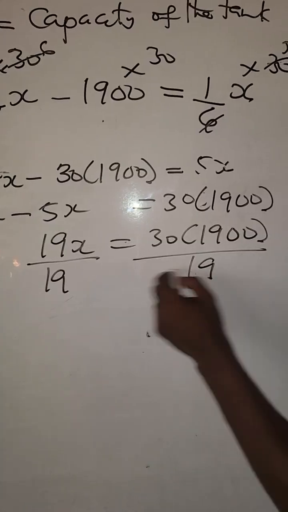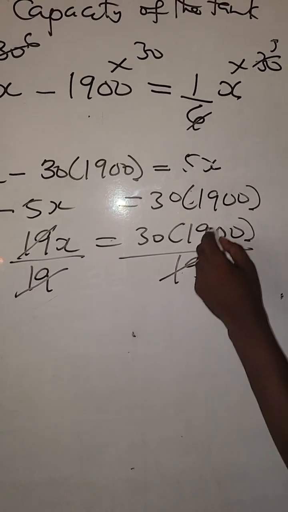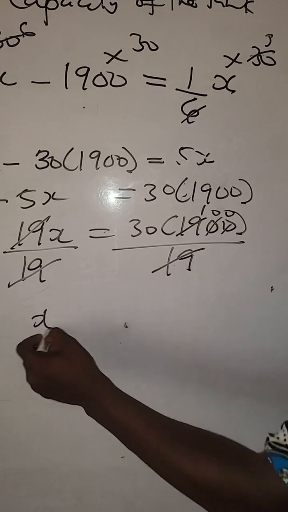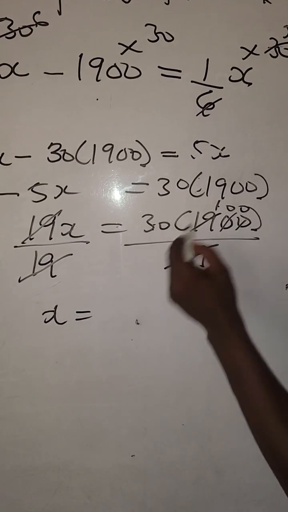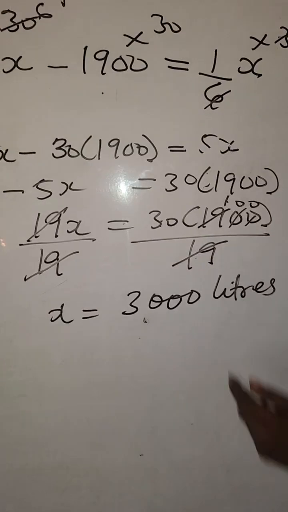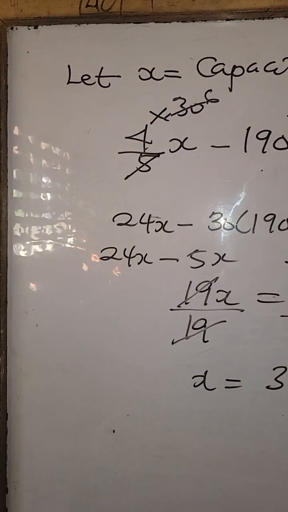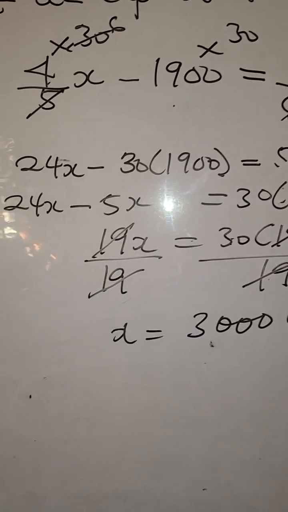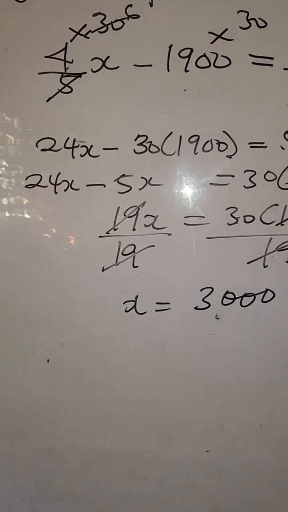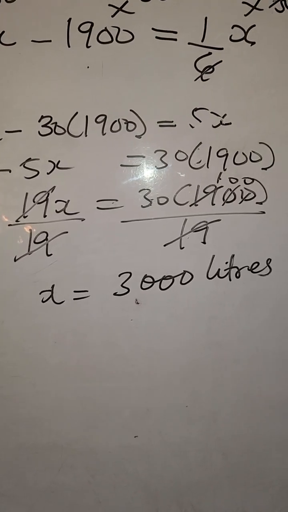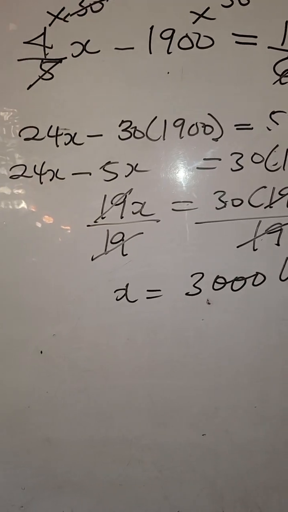Divide by 19, divide by 19. 19 here, 1, 19 here, 1, 19 here, 0, 19 here, 0. X is 30 times that. 3 1 is 3, and then there are 3 zeros. So that is the full capacity of the water tank. That's 3,000. The question says we are supposed to find the capacity of the water tank, and that is 3,000 as we have gotten.